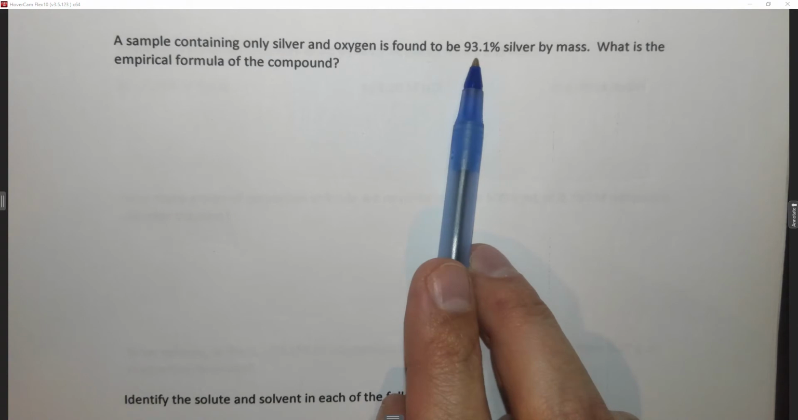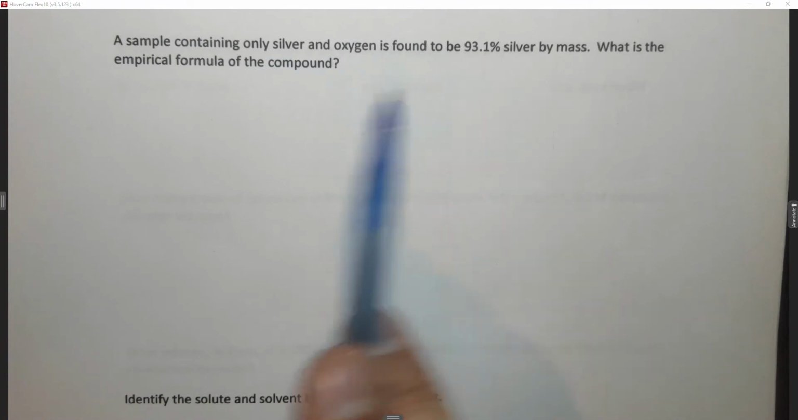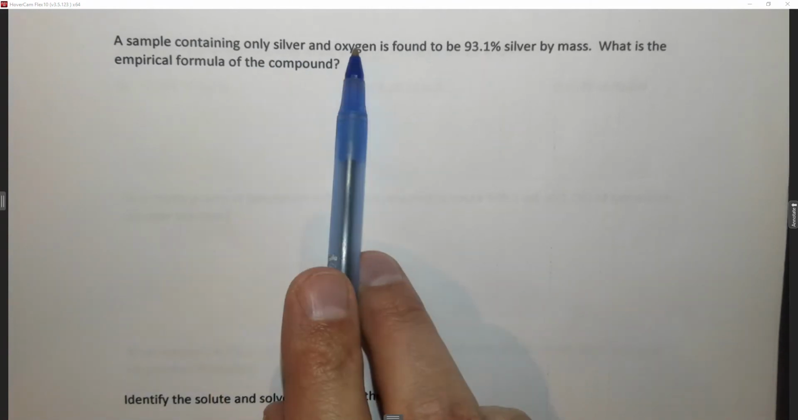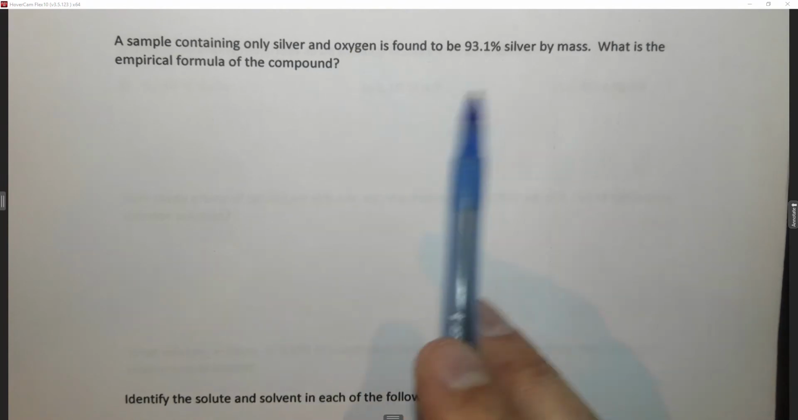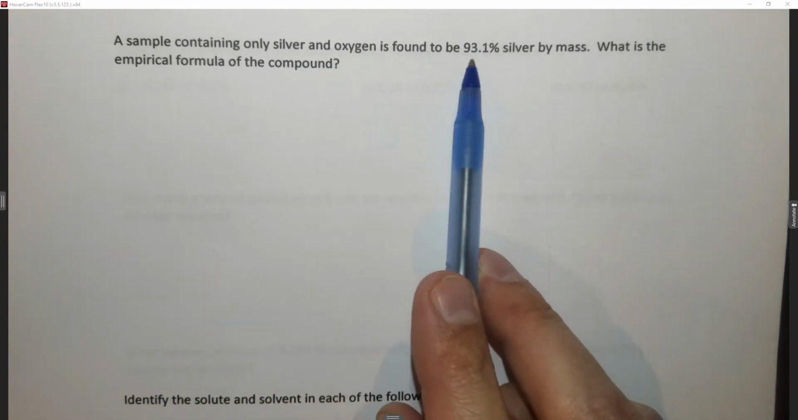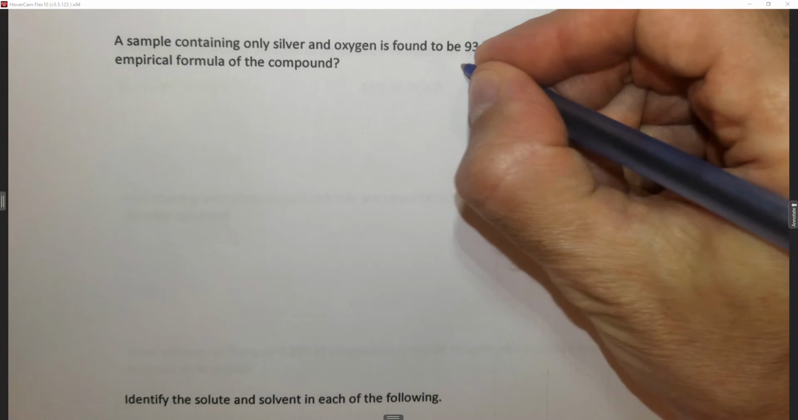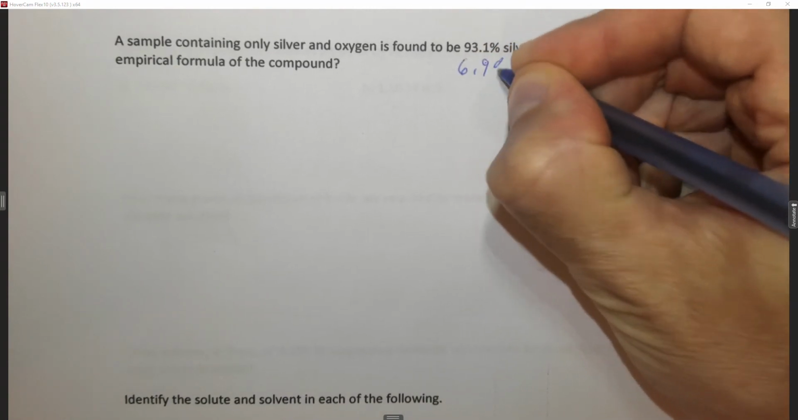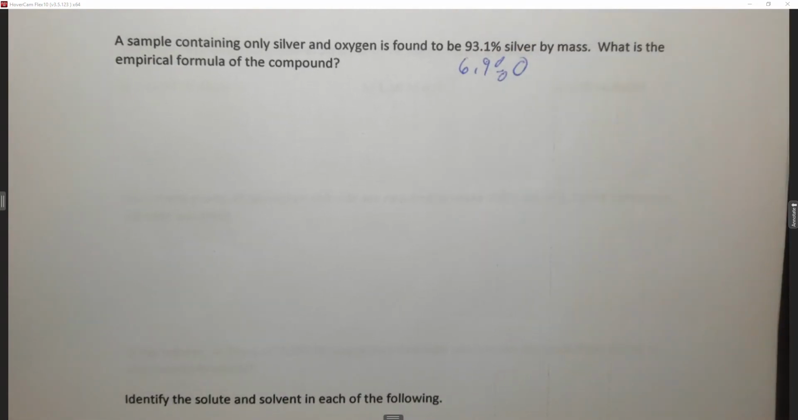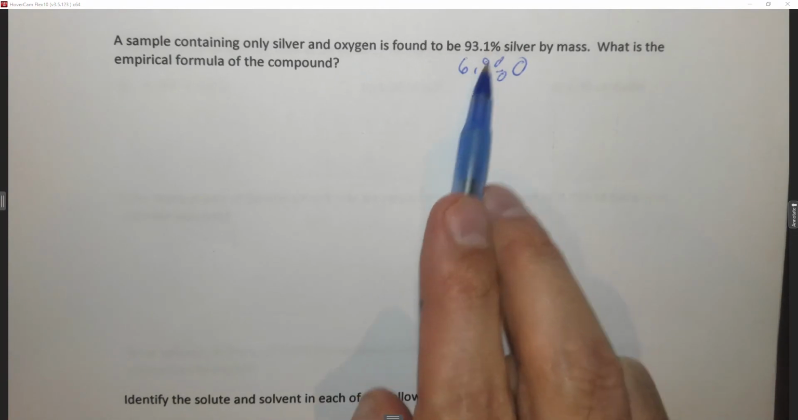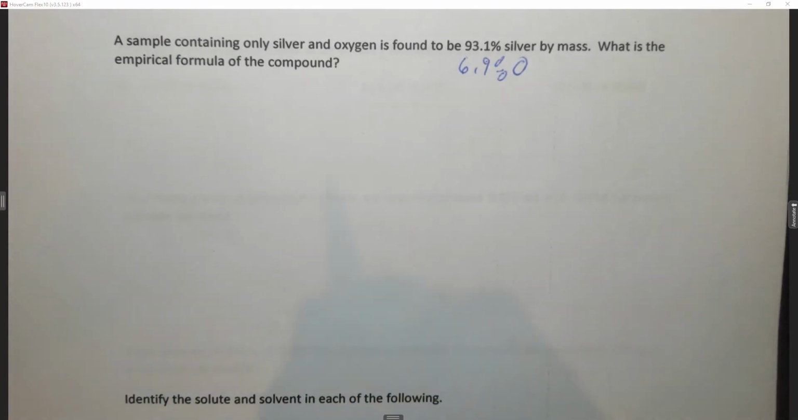So we know it's 93.1% silver. So the rest, if it only contains silver and oxygen, must be oxygen. So if we take 100 minus 93.1, we will find that this is 6.9% oxygen. Okay, so 100 minus 93.1 gives us 6.9% oxygen.